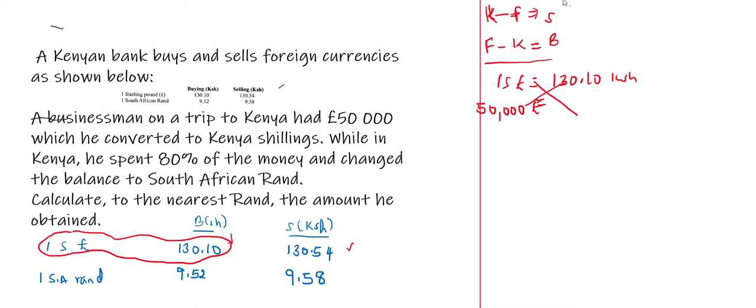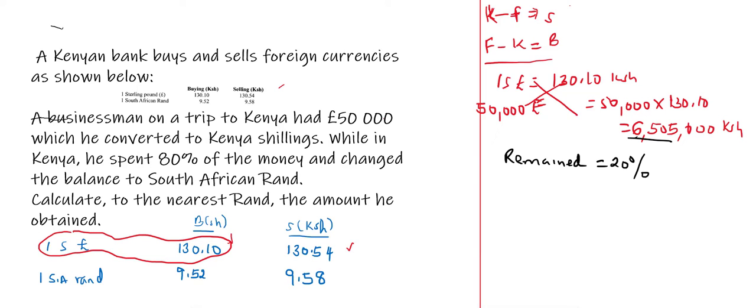If you cross multiply, then we get 50,000 times 130.10. The answer in Kenyan shillings is 6,505,000 Kenyan shillings. We're told that while in Kenya, he spent 80% of the money and changed the balance to South African rand. So he used 80% of this money. Therefore, what remained is 20%, the balance.